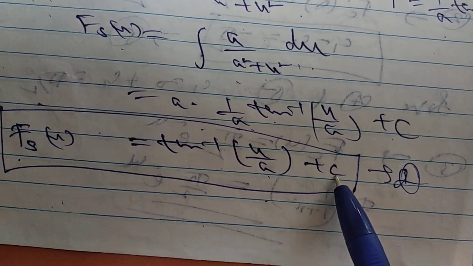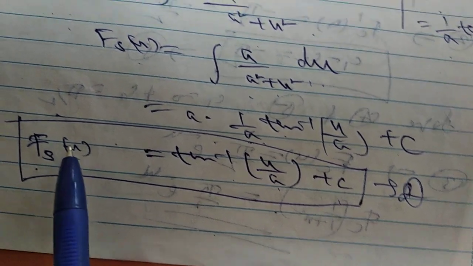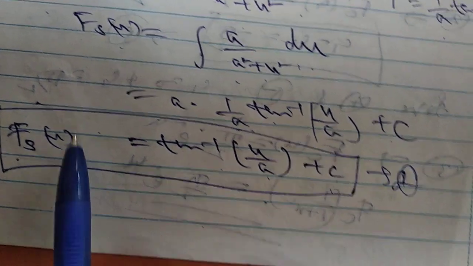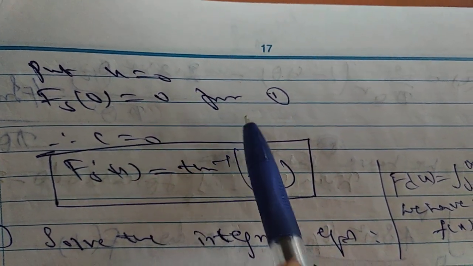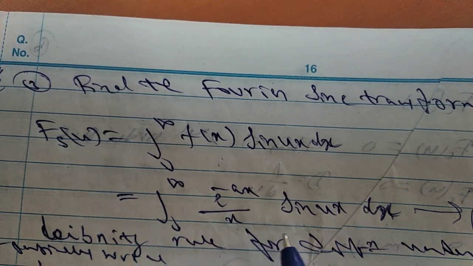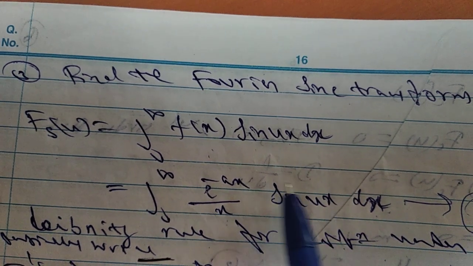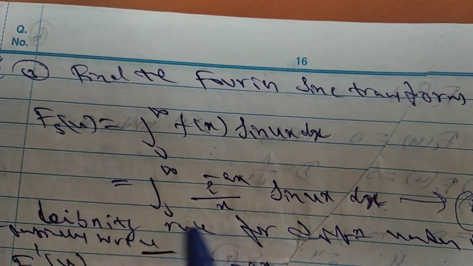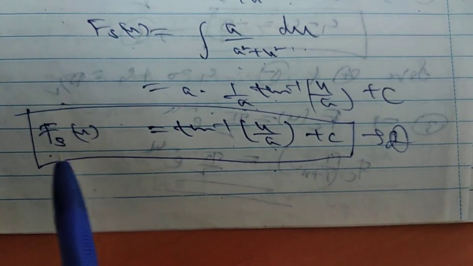So now you have to find out the value of this constant. To find it, you substitute u is equal to 0. What do you get here? F of 0. So u is equal to 0, tan inverse of 0 is 0. Now how to get f of 0 is equal to 0? In equation number 1, f of u is equal to integral of e power of minus ax divided by x into sin ux into dx. You substitute u is equal to 0, sin 0 is 0. So 0 into any value is 0. Therefore the right hand side becomes 0. Therefore f of 0 is equal to 0.